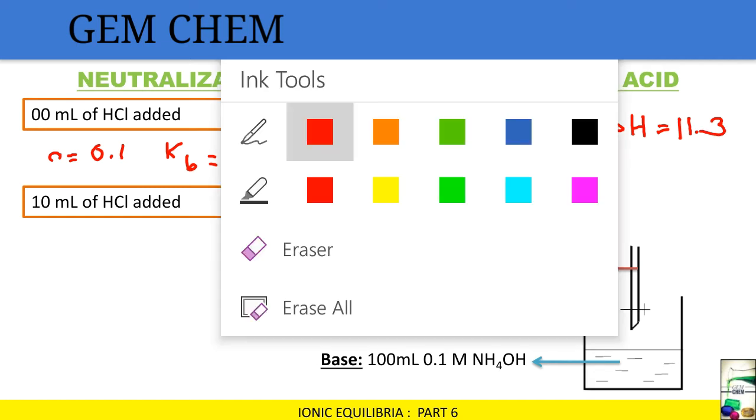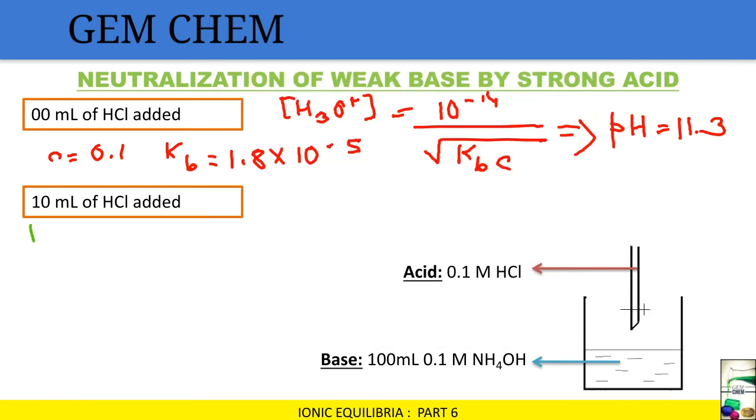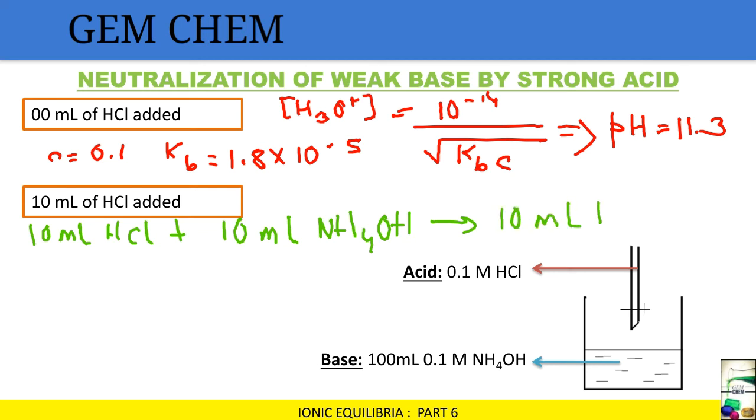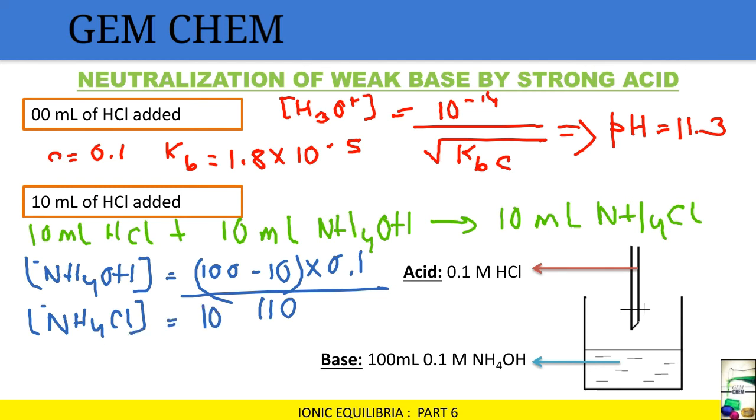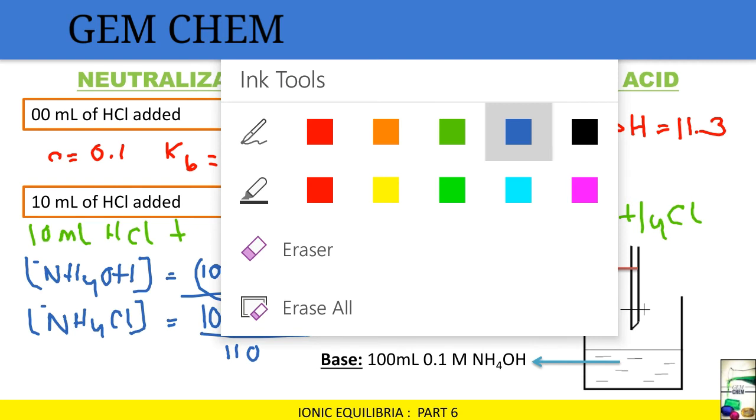Now in the next case, when 10 ml of HCl is added, it neutralizes 10 ml of NH4OH and there is a formation of 10 ml of salt, that is NH4Cl. So ultimately we get two concentrations. The NH4OH concentration will now be 100 minus 10 ml lost, into 0.1 divided by the total volume, which is 110, and the NH4Cl concentration is 10 ml formed into 0.1 divided by the total volume.